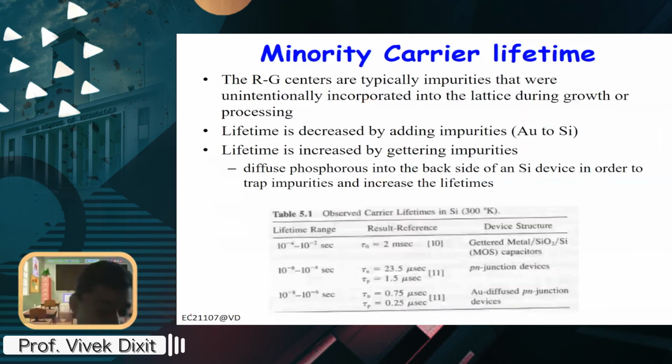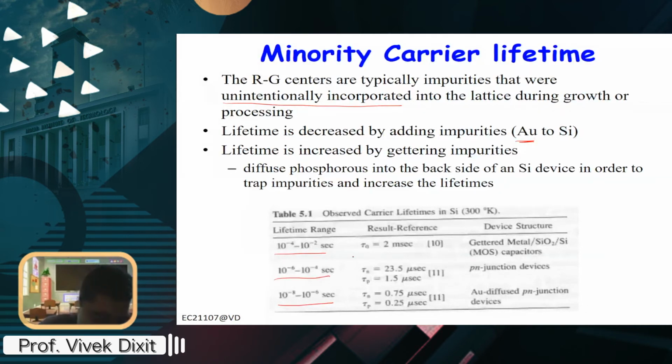Okay, so next, now carrier lifetimes, right? These recombination generation centers are impurities that were unintentionally incorporated into the lattice. For example, gold creates a trap energy level in the middle of the band gap. So what is done basically? There are two types of requirement. For example, you want a large lifetime, you want a very small lifetime, and some middle lifetime, right?